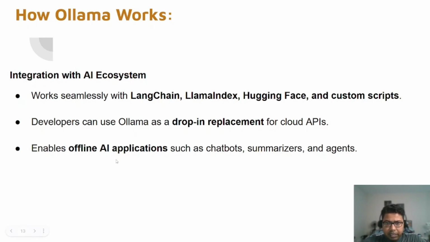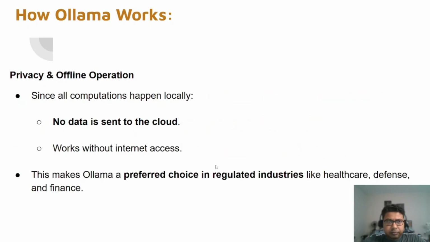So we'll be seeing in future videos all these things, how we can use Ollama to create a chatbot or an AI agent. Privacy and offline operations: since all computations happen locally, no data is sent to the cloud, and it works without internet access, of course.